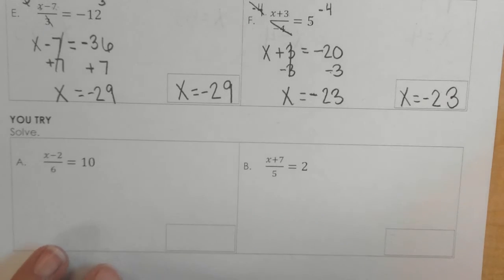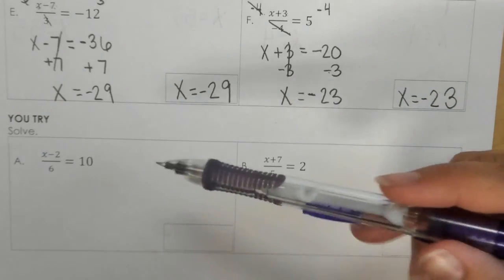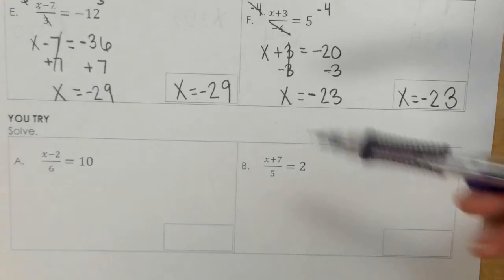Okay. Now I would like for you to go ahead and try the you try section for A and B and see what you get for those two.